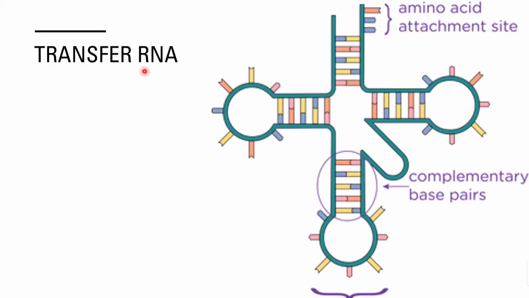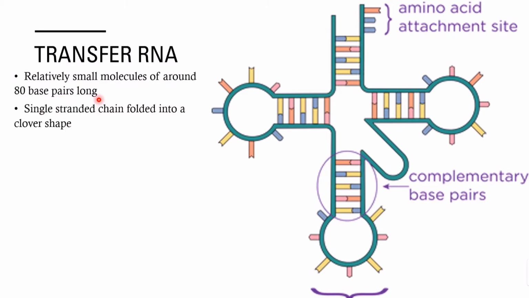Next is transfer RNA. Transfer RNA are relatively small molecules of around 80 base pairs long, so these are smaller than messenger RNA. Transfer RNA is a single-stranded chain folded into a clover shape. Even though it may not look single-stranded, this molecule here is a single strand of RNA. It's just folded into a clover shape.